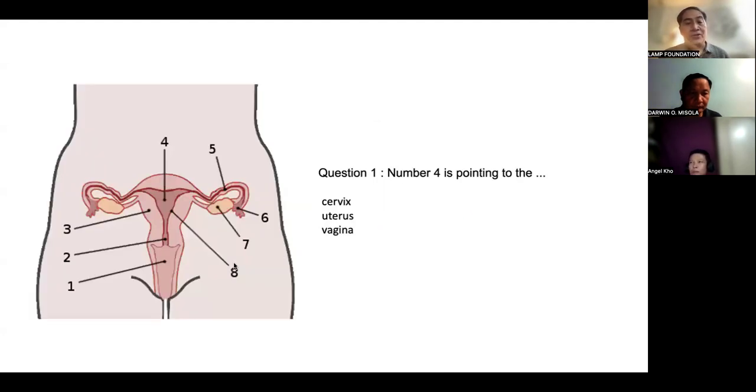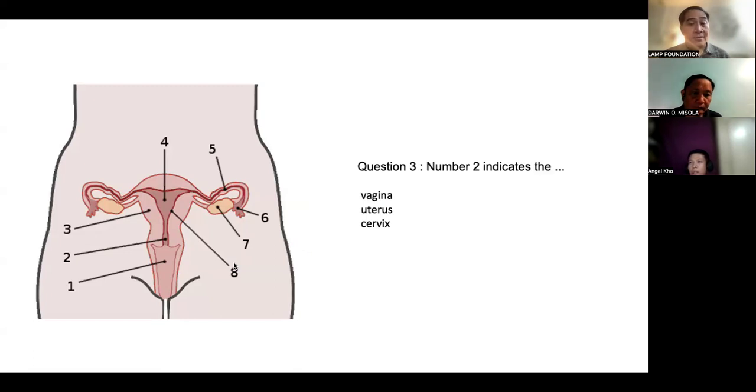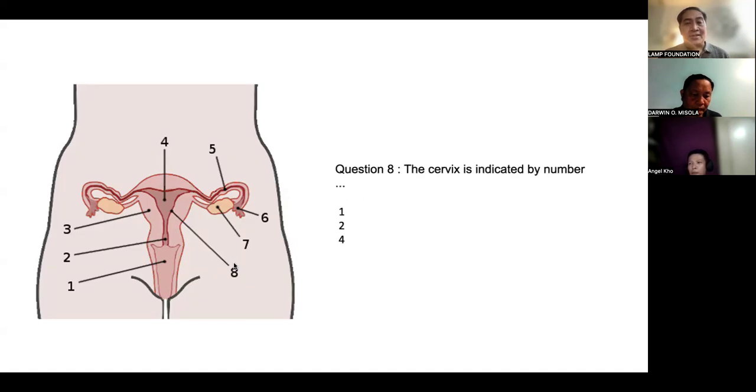So let's start with anatomy of the female reproductive system. Number 4 is pointing to the uterus. The endometrium is indicated by number 8. Number 2 indicates the cervix. Which number is pointing to the fallopian tubes? Number 5. Number 7 is pointing to the ovary. The uterus is indicated by what number? Number 4. Number 5 is the fallopian tube. The cervix is number 2.